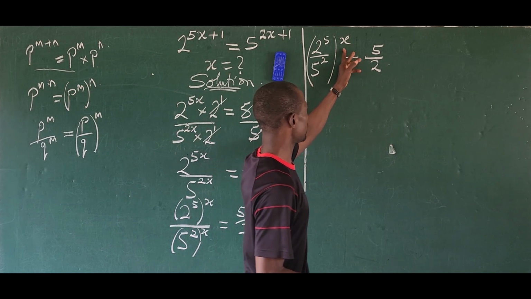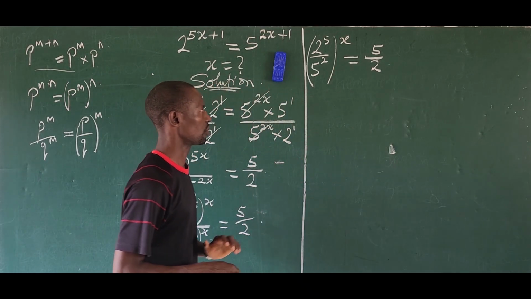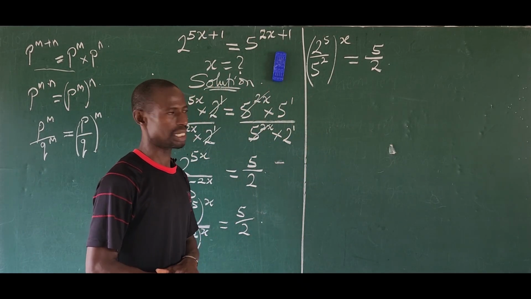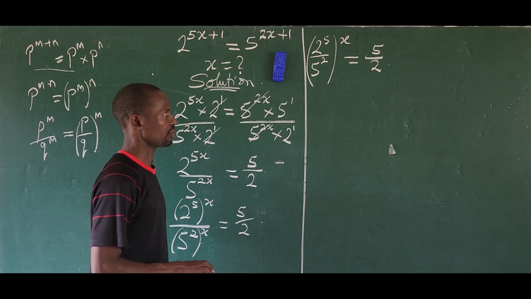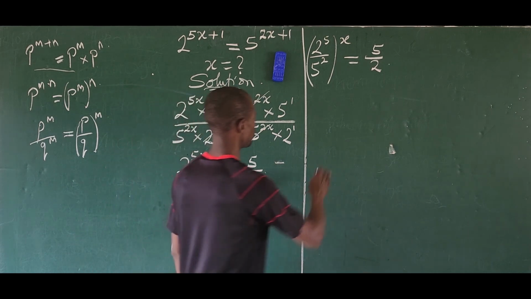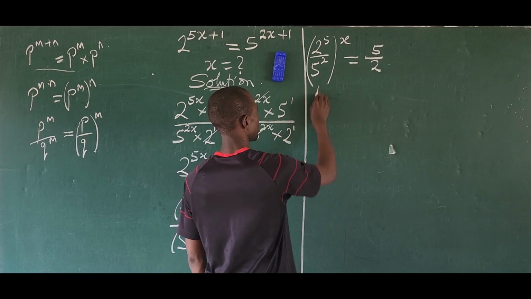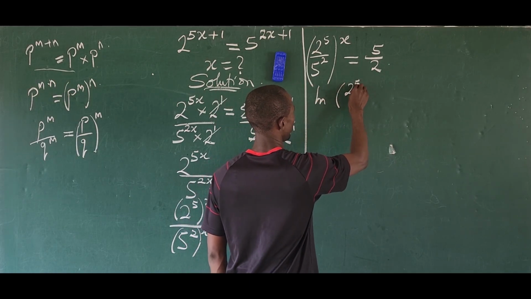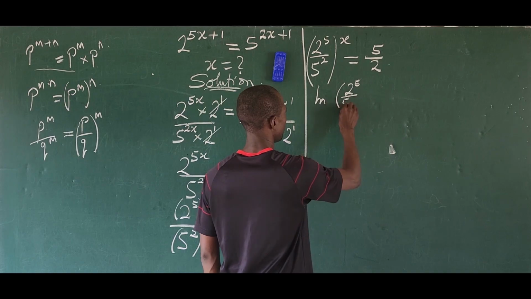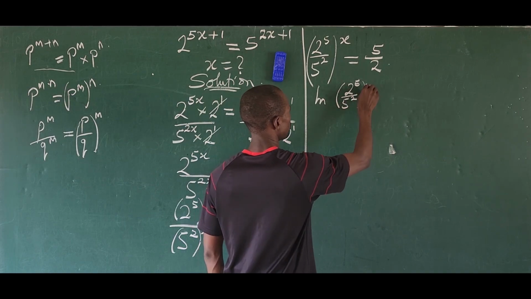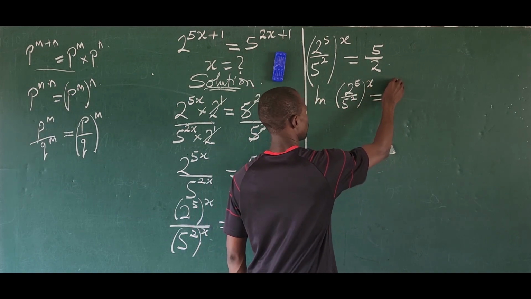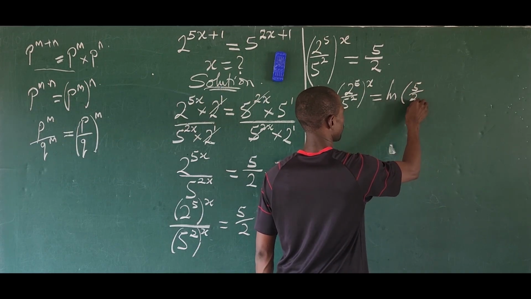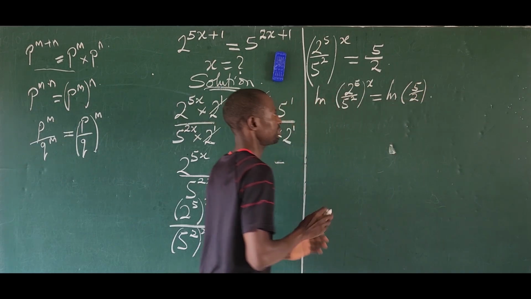So how do we get this? We just have to take the log to base 10 or ln base e. Okay, let's make use of the ln base e here. So from here, we take the ln of this side, so we have the ln of bracket 2 to the power of 5 all over 5 to the power of 2, all raised to the power of x, is equal to the ln base e of bracket 5 all over 2, close bracket.